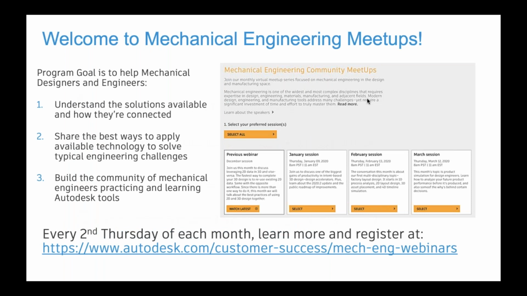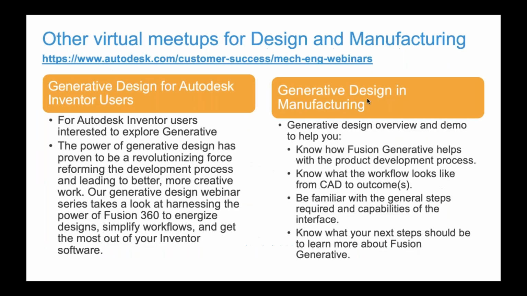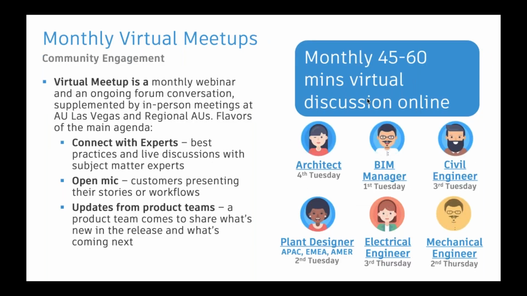So what is Mechanical Engineering Meetups? It's our way to informally connect and talk about different solutions that are already available to you. We're not trying to sell anything. This is more of an educational series about what's available. We invite different speakers to talk about their experiences. One of the goals is also to build a sense of community of mechanical engineers and people in this profession. We have a couple of other series. In this case, it's generative design for manufacturing, where we talk completely just about generative design in a similar format, but the focus is 100% generative design. We also have 6 other series focused on other roles in the CAD industry, such as architect, BIM manager, civil engineer, but they all work in a similar format.